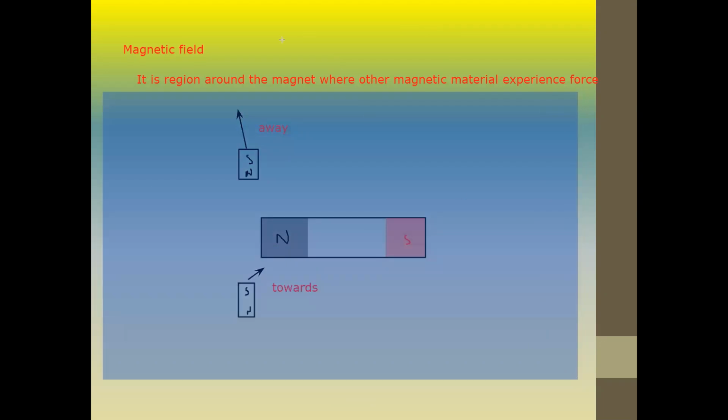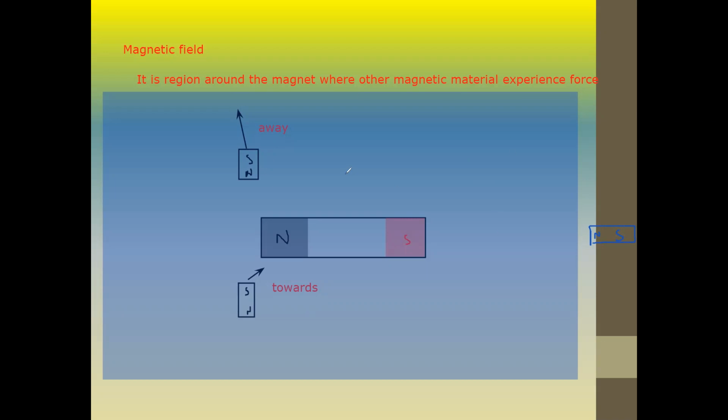If I place another small magnet far away from this south pole, which direction should it move, towards or away? It should move towards, but it will not move. The reason is that it is outside the magnetic field, not in the region where it can experience this force. That is why this object will not move.